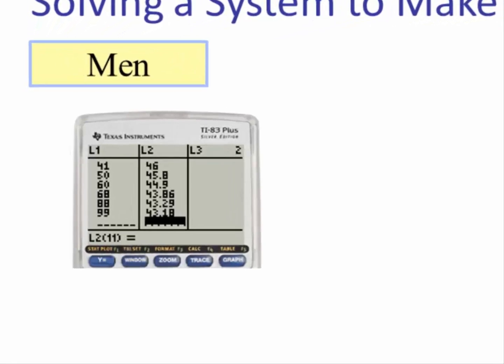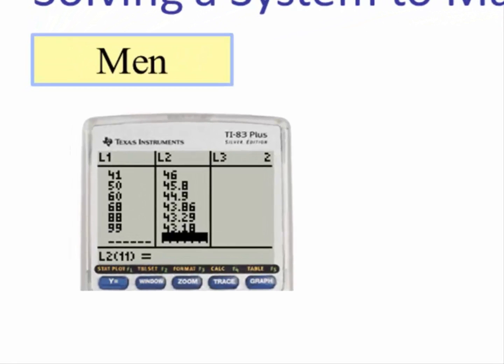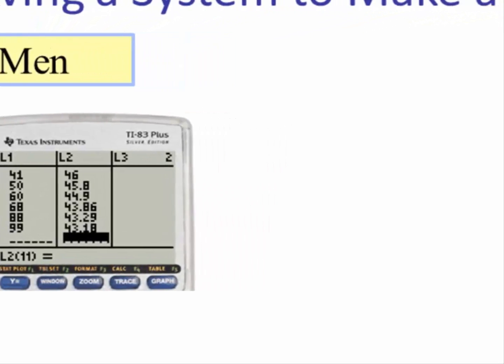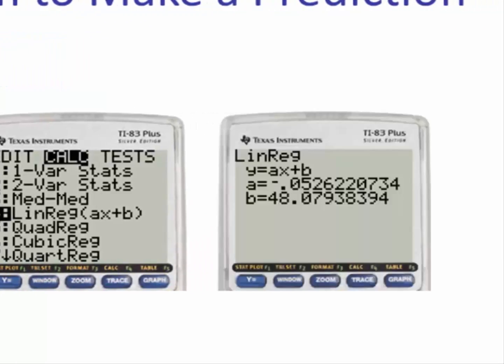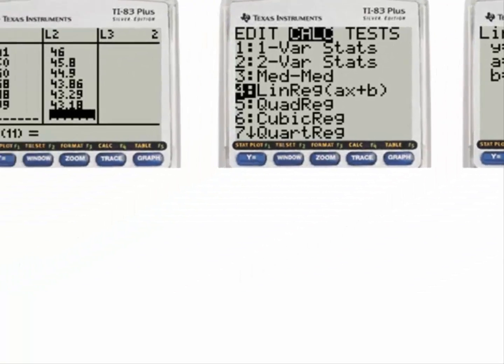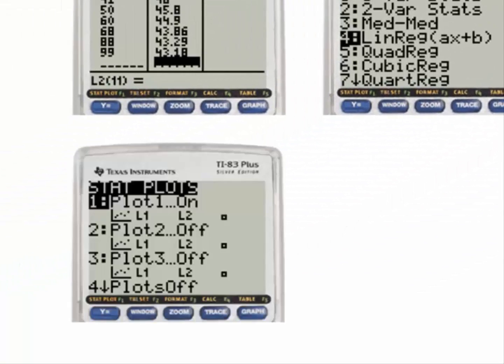For men, we enter the data in List 1 and List 2. We go to our linear regression command, and in this case the line of best fit for men is negative 0.053 T plus 48.08. To see how well this line of best fit fits the data points, hit second Y equals, which is stat plot.